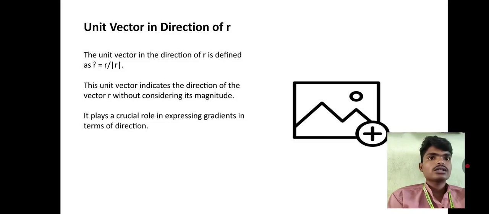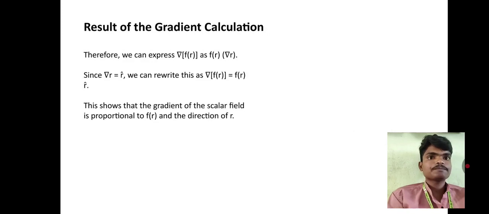The unit vector in the direction of r is defined as r by modulus r. This unit vector indicates the direction of the vector r without considering its magnitude. It plays a crucial role in expressing gradients in terms of direction.